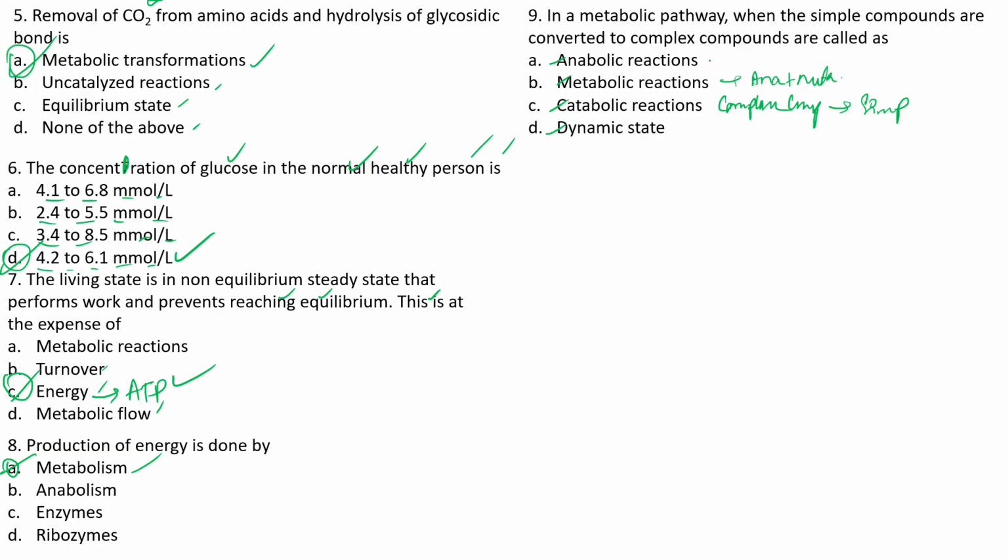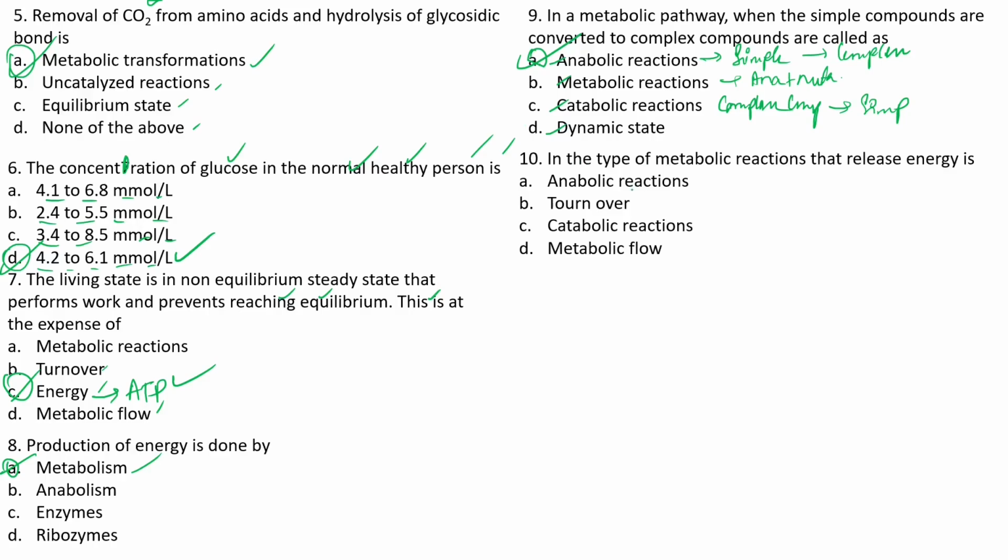Whereas anabolic reactions are mainly involved in the conversion of simple compounds to complex compounds. So we can say that A is going to be our right answer for this question. Anabolic reactions are mainly involved in converting simple molecules to complex molecules. A is the right answer for this question.